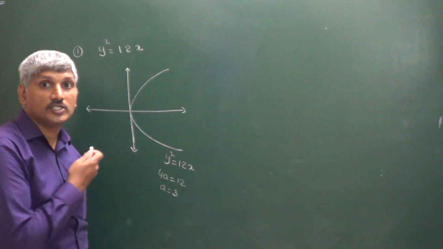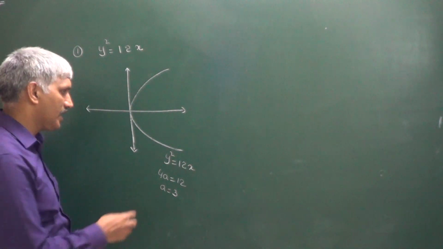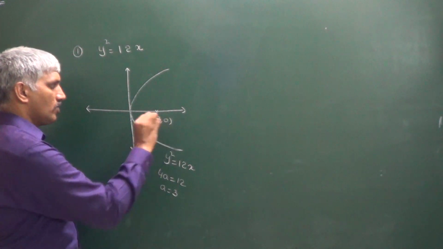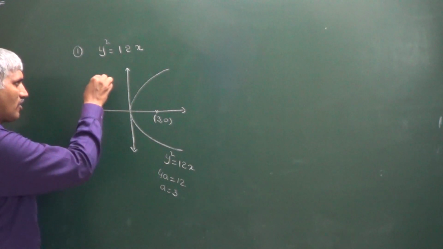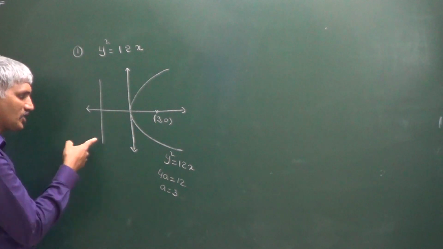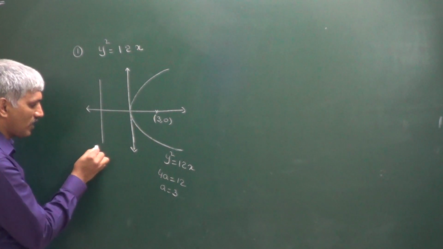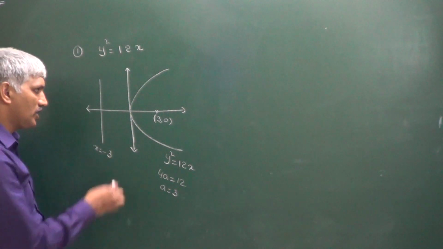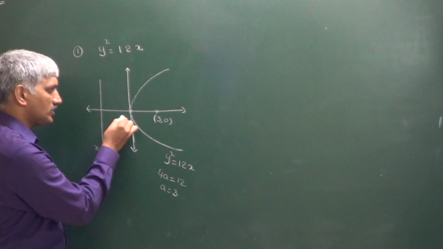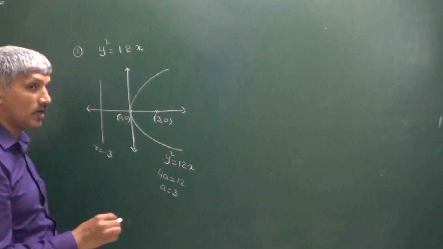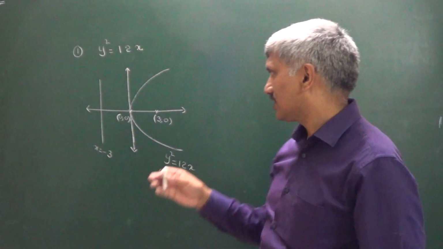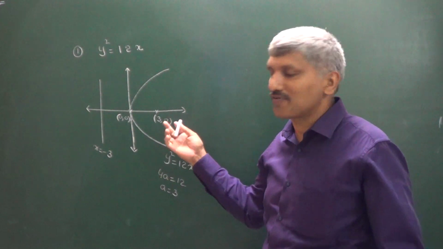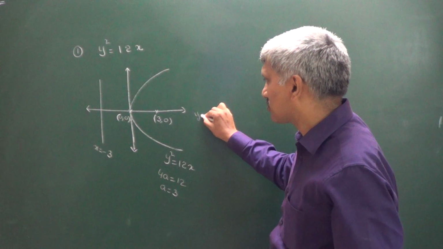When the parabola is in this form, what is the focus? It is a comma 0. That's why you will get the focus as 3 comma 0. What about the directrix? The equation of directrix is x is equal to minus a. That's why the directrix is x is equal to minus 3. The vertex is 0 comma 0. The principal axis is nothing but the x-axis, whose equation is y is equal to 0.